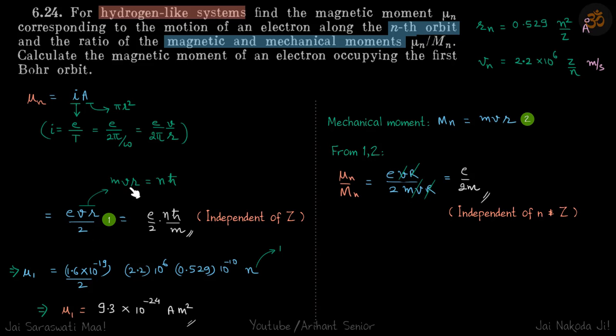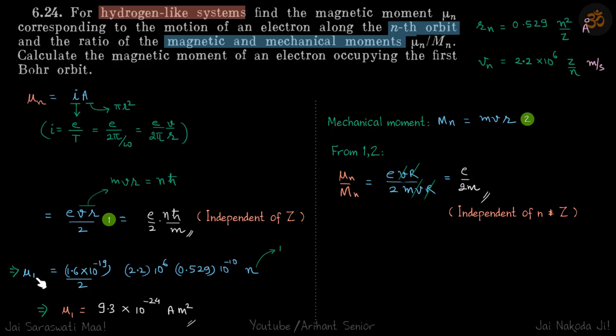Now we know angular momentum is conserved, so mvr is equal to n into reduced Planck constant h bar. So we can replace vr by nh bar by m. So this is our answer, and you can see it is independent of Z. That's why they have said that for hydrogen-like systems. So for all those hydrogen-like systems, it is going to be the same.